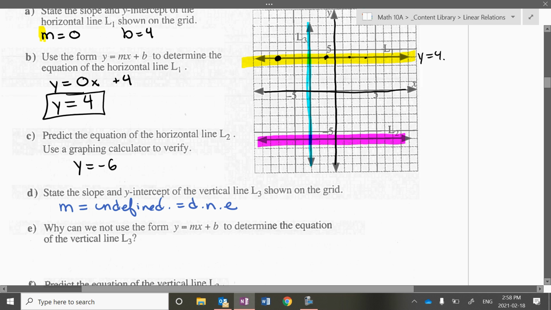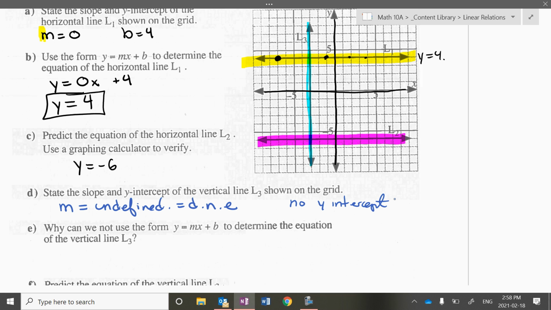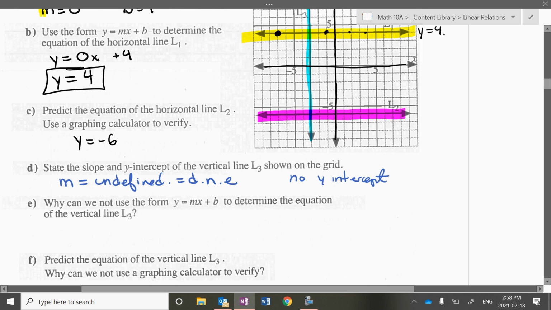Is there a y-intercept? No. So for our y-intercept, you need to actually say there is no y-intercept. You can't say the y-intercept is 0 because that implies it crosses at 0. So your answer there is literally there is no y-intercept. As a result, I can't replace m with something, and I can't replace b with something.